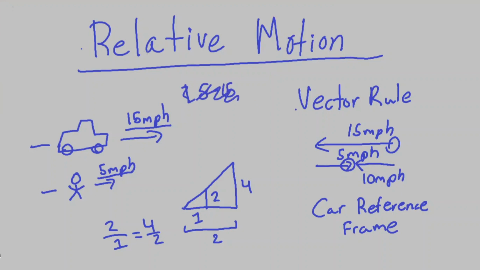But for relative motion, you can also use the vector rule. Relative to the car, we're going to have a vector of 15 miles per hour to the left, since the car is moving 15 miles per hour to the right, and then the person walking 5 miles per hour to the right. Using the vector rule, we connect the start of the first to the end of the second vector. We get a final relative vector of 10 miles per hour to the left, or due west.